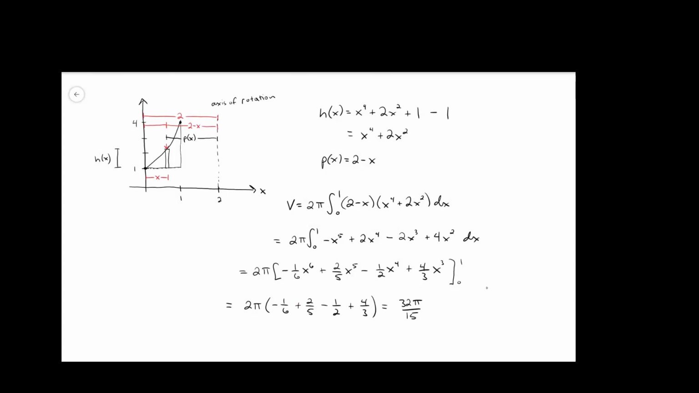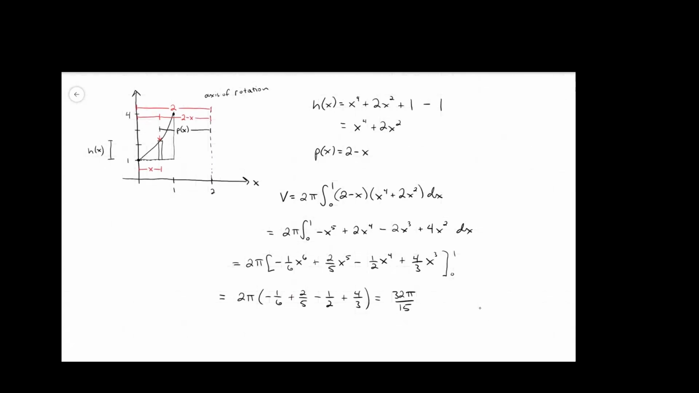And again, keep in mind that these methods can be used for functions that are defined in that other way, right? For example, suppose I had a function x equals f of y, and I was revolving that around the x-axis. Well, then I could use the shell method on that, and I would have horizontal rectangles.